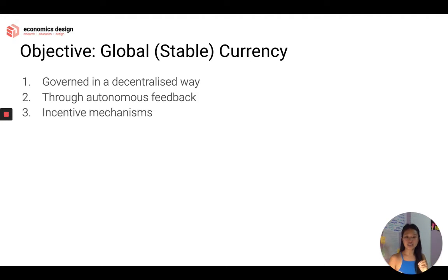It's relatively stable, and it's stable because the MakerDAO platform itself wants to reduce volatility. So it's relatively stable, but it's not 100% stable. It's not like it doesn't change at all. And it's done through three ways. It's governed in a decentralized way. It's through autonomous feedback, and that is because it's a DAO system. People with MKR tokens get to give feedback, the feedback is taken into consideration, and then you have different kinds of incentive mechanisms.